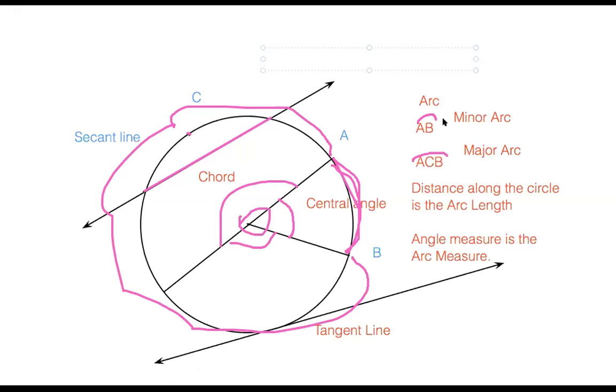And then we have a minor arc, which is AB. That's what we're talking about along the outside of the circle. And the major arc goes through here. This is the major arc, AB. How we would say that is arc ACB, just to show that it's going around the outside. That's why I would say ACB is the major arc. Now the arc length is the distance from here to here. That's the arc length. And the angle measure is the arc measure. That's the measure of this arc.